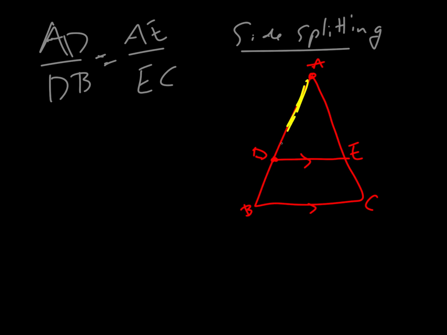So we're saying AD and DB are in proportion the same way that AE and EC are. Okay? So in other words, if we take AD and divide it by DB, and then we take AE and divide it by EC, we'll get the same number. Okay?